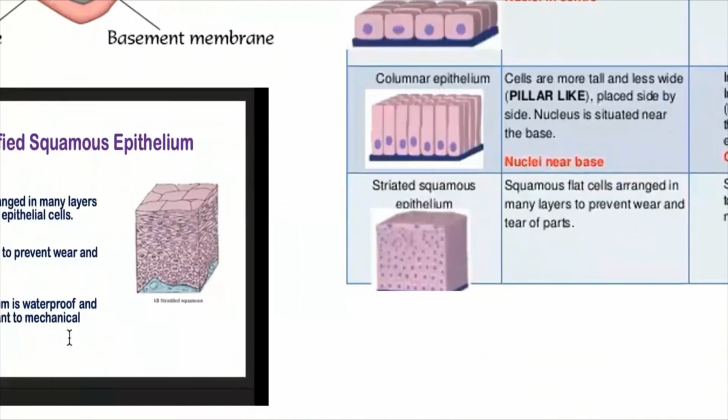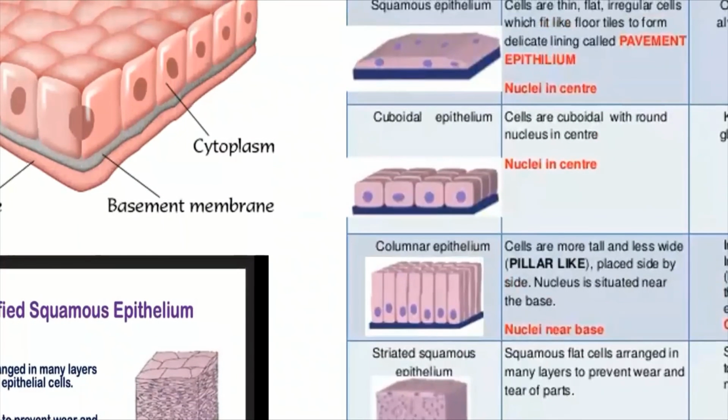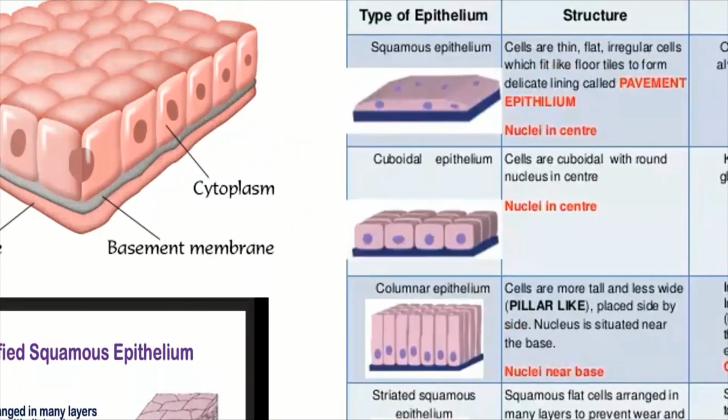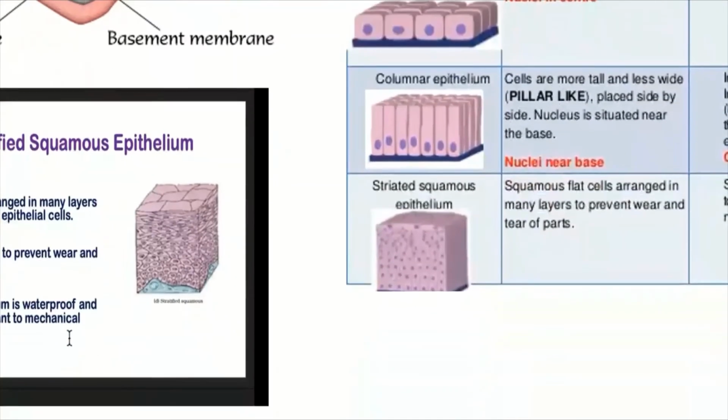Now, the interesting thing about epithelial tissue is that if we see ourselves in the mirror, तो हमें जितना भी पार्ट हमारा मिरर में नजर आएगा, that is all our epithelial tissue. It is basically our protective tissue or covering material. Okay.